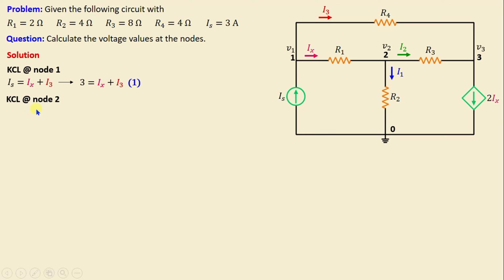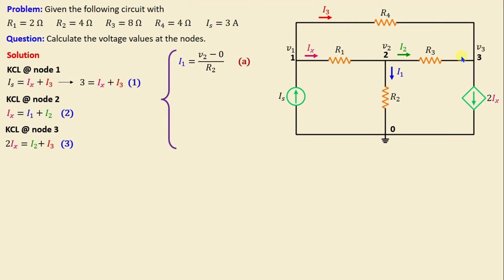Let's move on now to node 2. By applying KCL at node 2, we can write IX is equal to I1 plus I2. And by applying KCL at node 3, we can write 2IX is equal to I2 plus I3. According to Ohm's law, the current can be expressed as the voltage difference across a resistor divided by the resistance. This implies that the currents can be determined by the following equations.